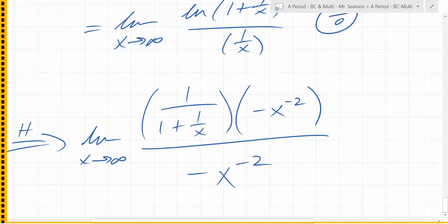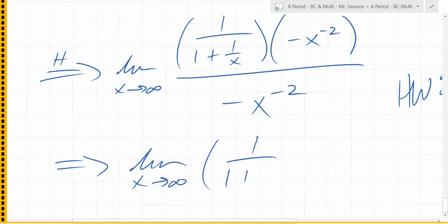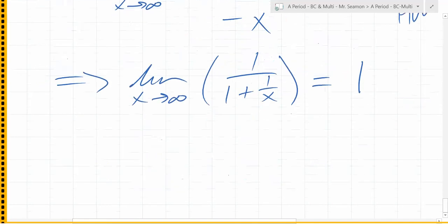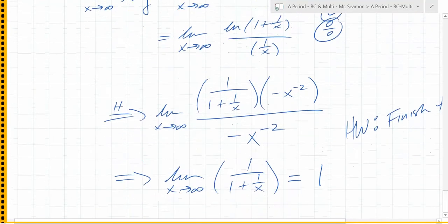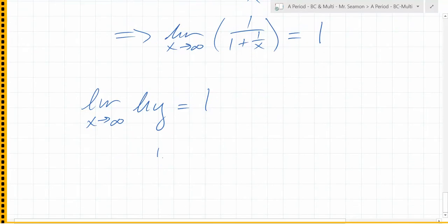So we're going to pause here. What do we end up with? The limit as x goes to infinity of 1 over 1 plus something that goes to 0, and that goes to 1. The wrap-up is really important. It tells us the limit as x goes to infinity of ln y is equal to 1. So therefore, y is equal to e.